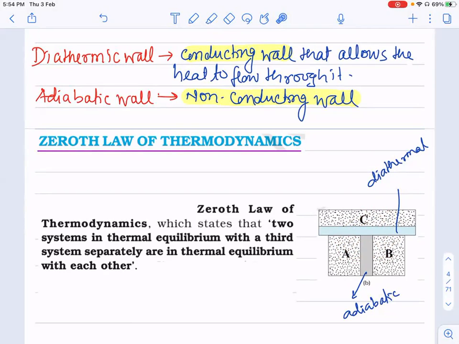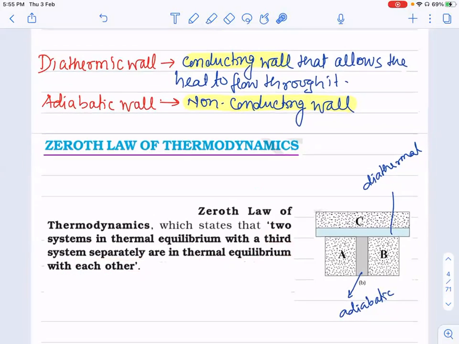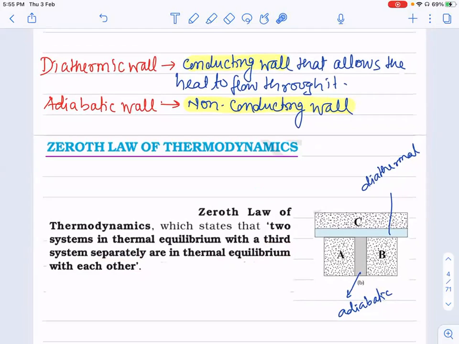It is a very, very basic law. Therefore, it was not given the third law of thermodynamics. It was defined, or explained, at the end of the second law. So in place of giving it the third law, they have named it zeroth law. Zeroth law of thermodynamics states that two systems in thermal equilibrium with a third system separately are in thermal equilibrium with each other also. So it is very simple one. You can remember easily.